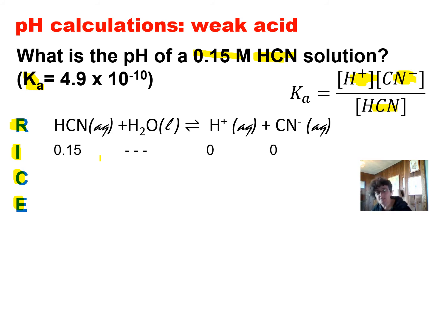Now, the next thing you want to figure out is in which direction the equilibrium is going to shift. Okay, so the proper way to do it would be to calculate Q.